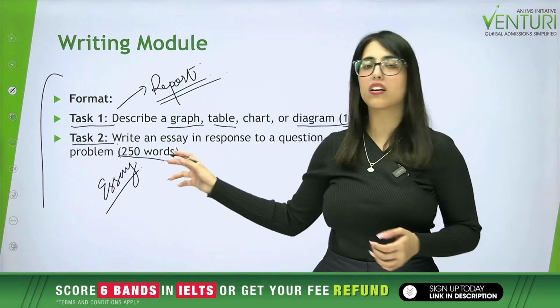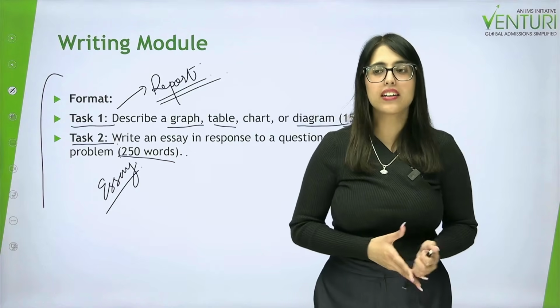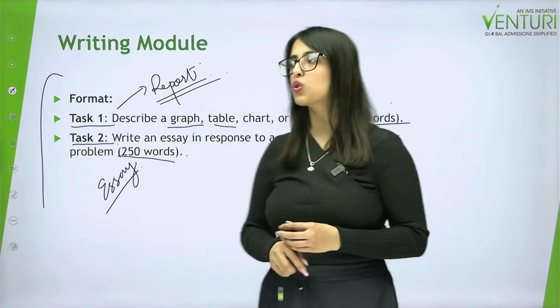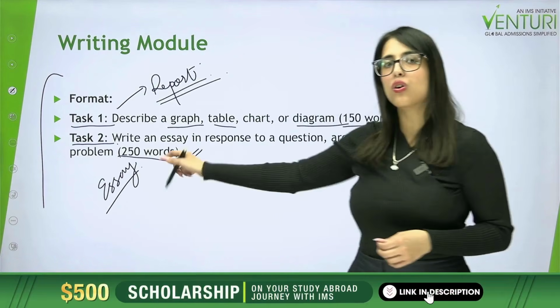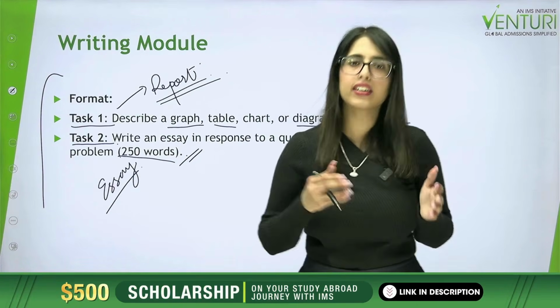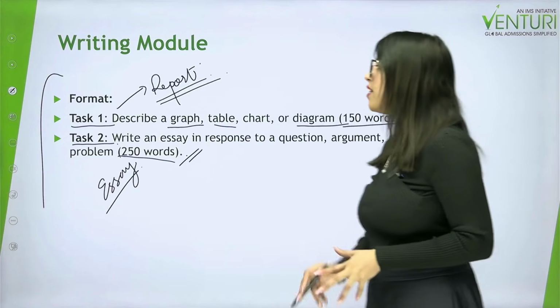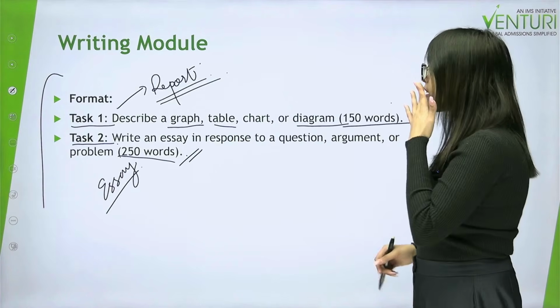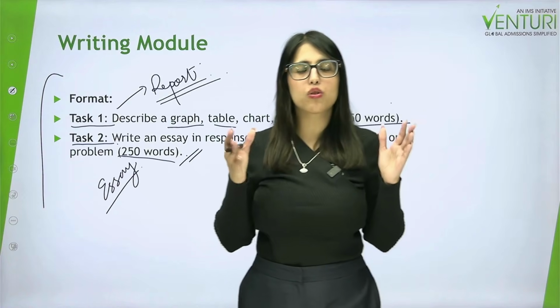I told you in the earlier slide as well that there are 4 parameters on which you are going to get judged, and task achievement is something which is going to take into consideration whether you have stuck to this particular word limit or not. And if you have not, they will take note of it and they will definitely detract your marks. So don't do that. Do not fall short of this.